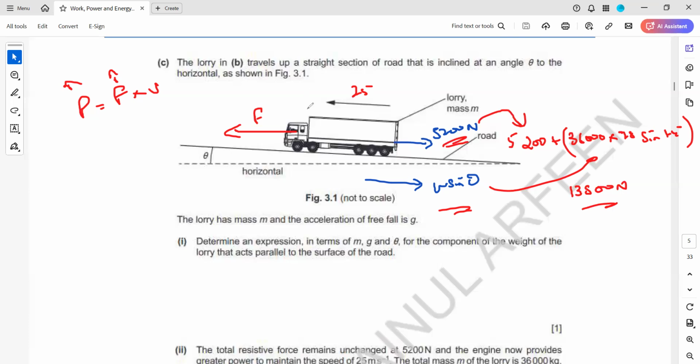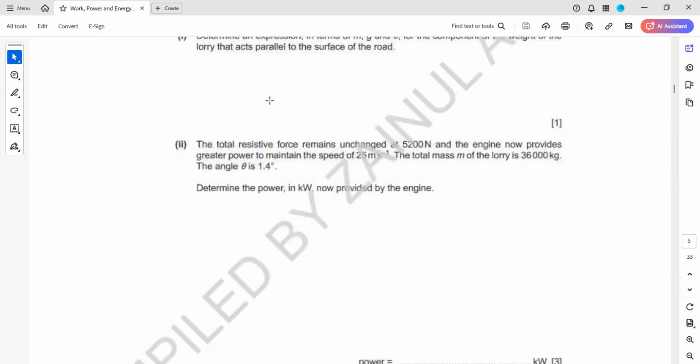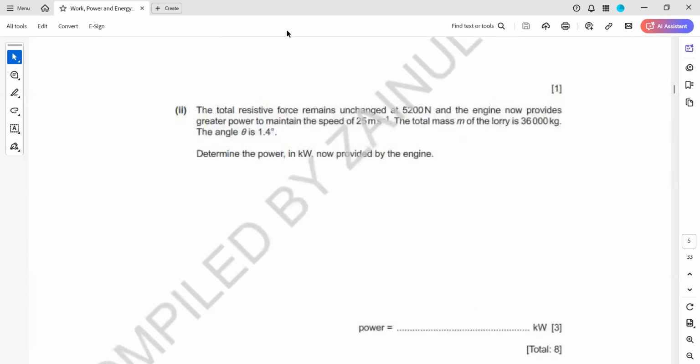Now if 13,800 Newton is the total force, what power for the same speed? Power is the product of force and speed. The force is 13,800 times the speed 25. How much power does it need? It will be 350 into 10 to the power 3, 350,000. But we want it in kilowatt. So 10 to the power 3 refers to kilo, or you can divide by 1000. So it will become 350 kilowatt.